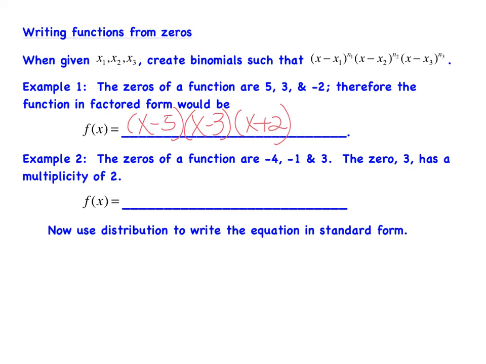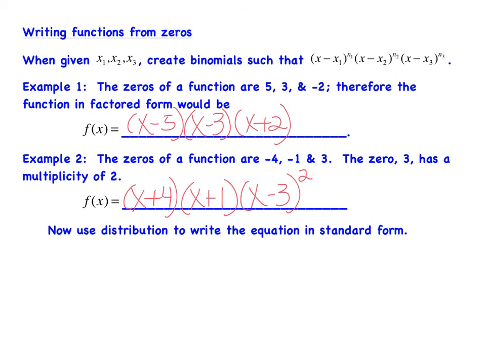So how was that? Well, let's try another example. This time, in example 2, the zeros of a function are -4, -1, and +3. Now, it does give us some more information. It says that the zero of 3 has a multiplicity of 2. So let's write that equation in factored form. We will have f of x equals x plus 4 times x minus 1, times x plus 1, and times x minus 3 to the second power.